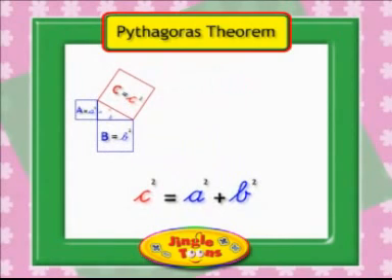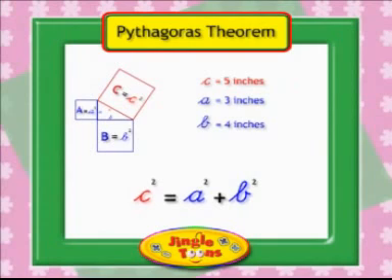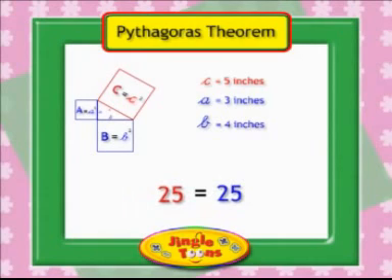For example, if C is equal to 5 inches, A is equal to 3 inches and B is equal to 4 inches, then 5 square is equal to 3 square plus 4 square. So 25 is equal to 9 plus 16, which comes down to 25 is equal to 25.